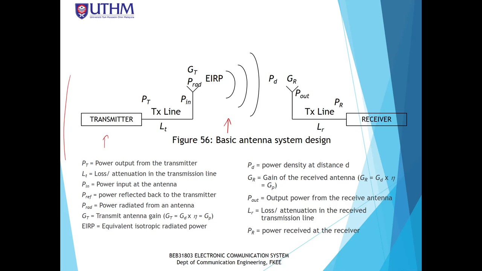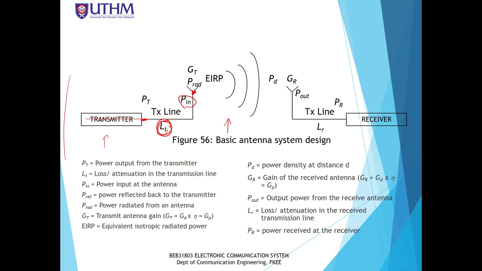So this is very important for your final exam. You need to listen carefully about this complete system. Where is PT? PT is the power output of the transmitter, the power transmitter, produced by the transmitter. When the power travels from the transmitter to the antenna, there are going to be some losses, defined as LP. The power input to the antenna is what we call P-in. So P-in is slightly less than PT because there are losses.